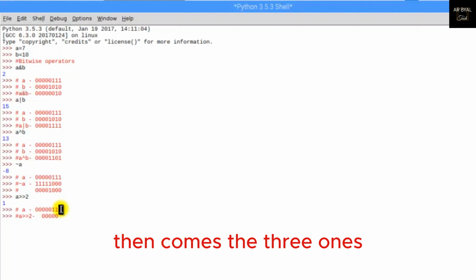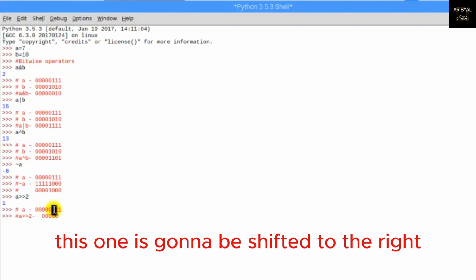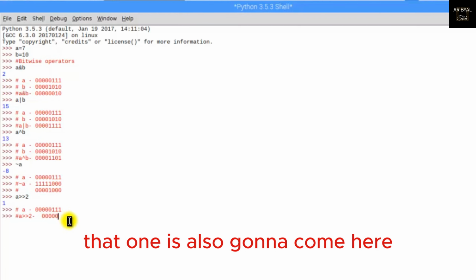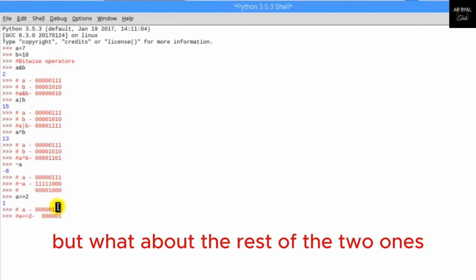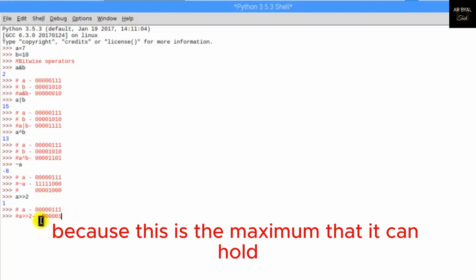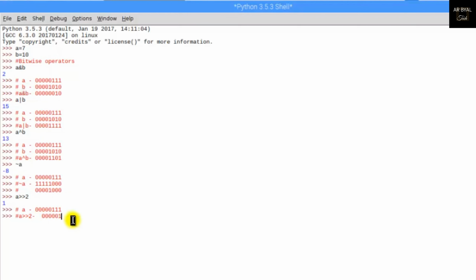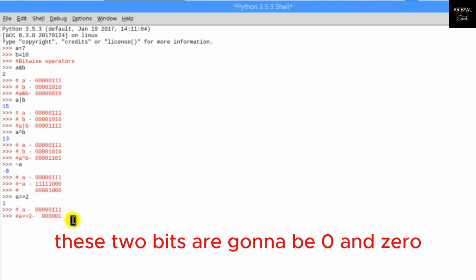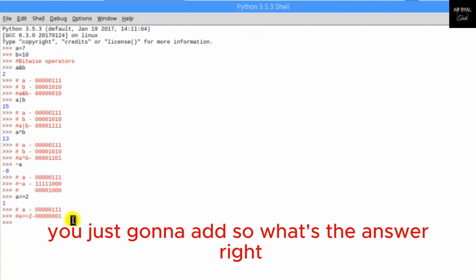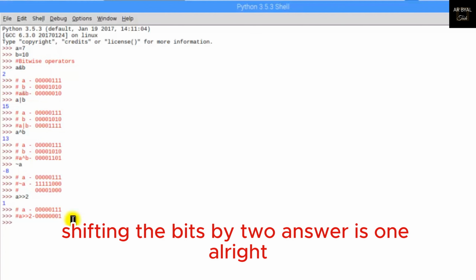Then comes the 3 ones. This one is going to be shifted to the right, which means that one is also going to come here. But what about the rest of the 2 ones? They're gone. They cannot be shifted to the right because this is the maximum that it can hold. What about these 2 bits? These 2 bits are going to be 0 and 0. So what's the answer? Right shifting the bits by 2, answer is 1.